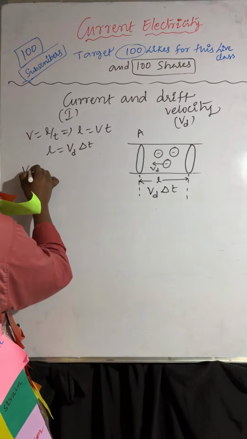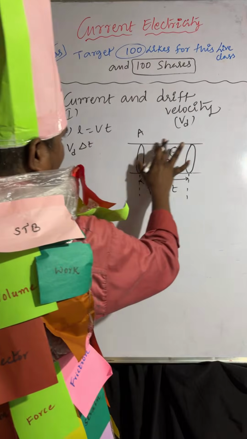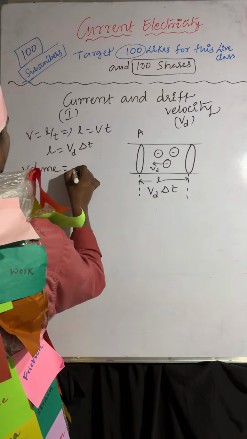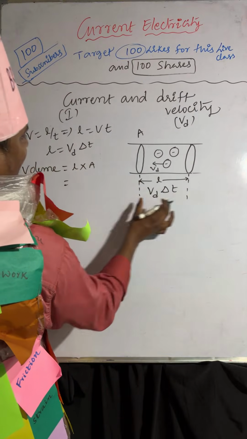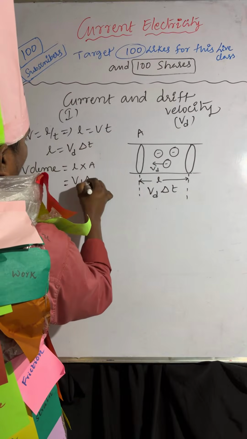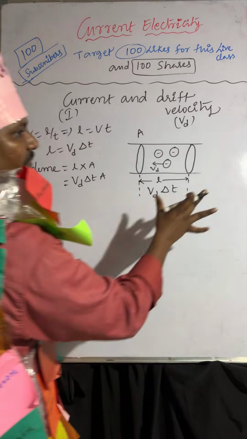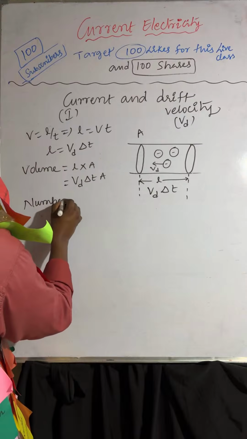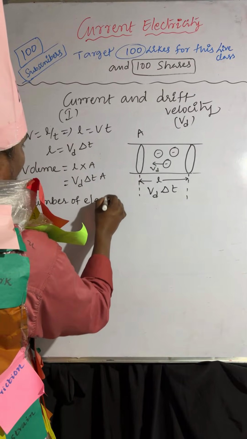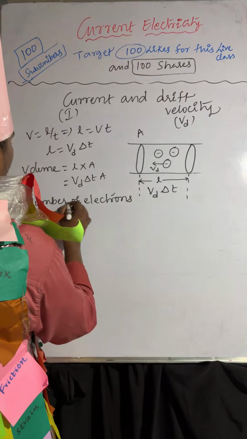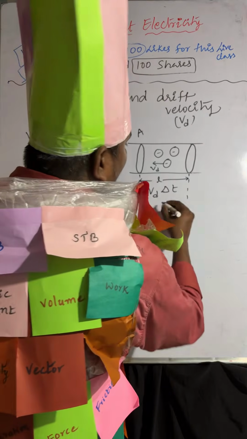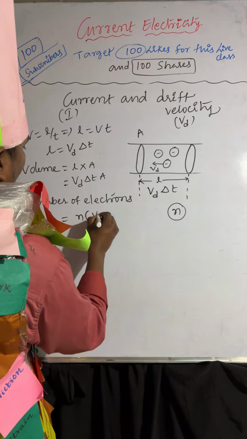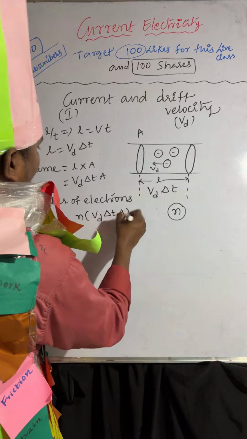Now volume. What is the volume formula? The volume within this region is length into area, and length is Vd into delta T, so volume is Vd into delta T into A. Now the number of electrons present in the particular volume: small n is the electron density. So the number of electrons is n into Vd into delta T into A.